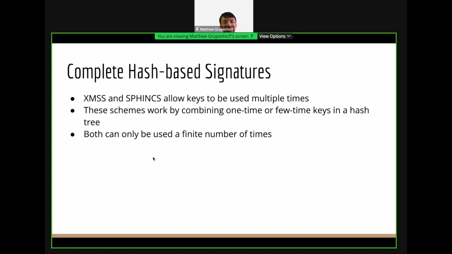But the thing is, you can only really use those a few times before it becomes insecure. So some people started creating these compound schemes that combine a lot of keys together in a secure way. And these can still only be used a finite number of times, but it's still a lot more.